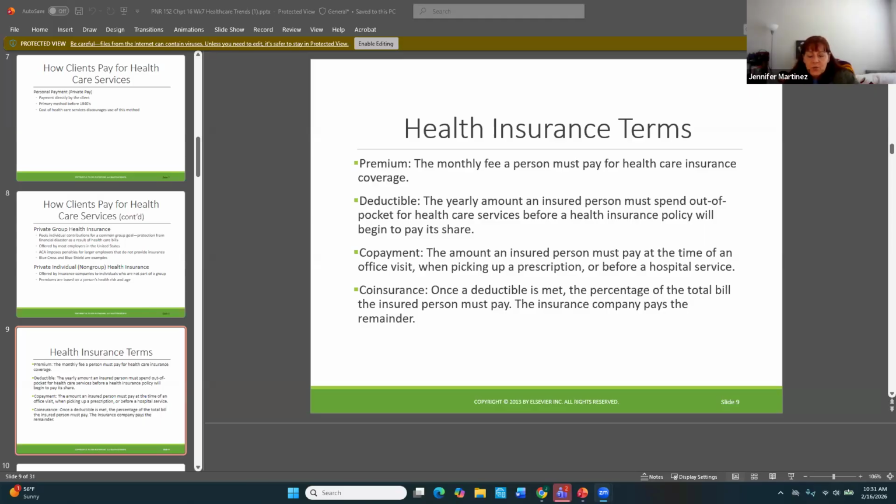Then your co-insurance, once you've met your deductible. So let's say you have a $3,000 deductible, you've met your deductible, there's still the co-insurance. Once your deductible is met, that's the percentage of the bill that you have to pay. All right. So no matter what, there's still going to be out-of-pocket costs. So when you're really looking at choosing an insurance plan, really understand what those costs are and how it's going to affect you moving forward. Because even with insurance, again, there's still going to be out-of-pocket costs.